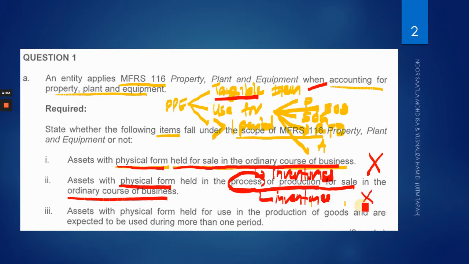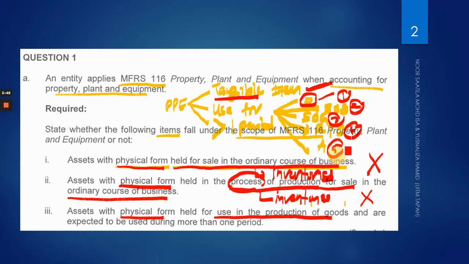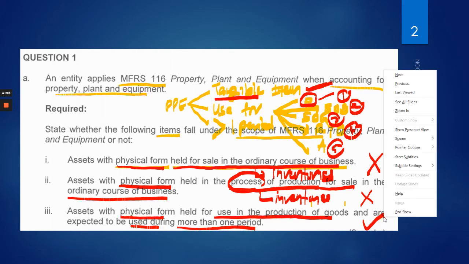It is an inventory. Next, we have an asset with physical form used in the production, which fulfills the first and the second definition. As long as you fulfill any one of these 5 that I put here, 1, 2, 3, 4, 5, any one of that is a PPE if it has physical form and it is used more than one period. So this is a PPE, right?